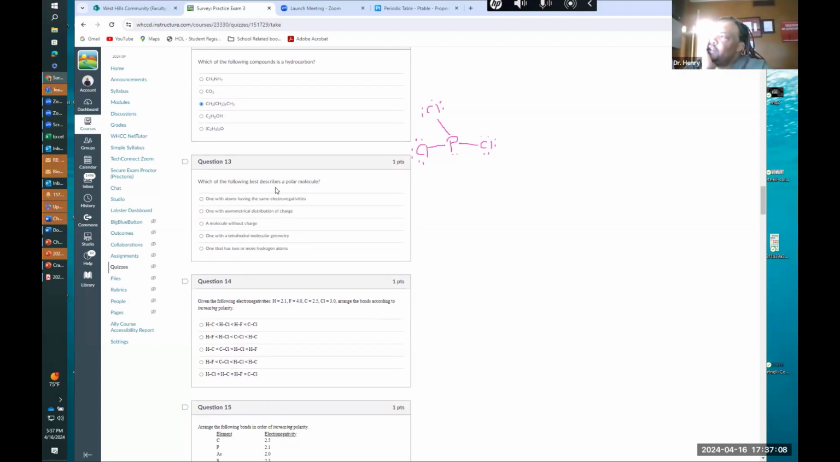Which of the following best describes a polar molecule? One with atoms having the same electronegativities, one with asymmetrical distribution of charge, one without charge, or one with two or more hydrogens. Would it be the second one? That is correct, the one with asymmetrical distribution of charge. We know when it's polar, one side is partially positive, the other side is partially negative.